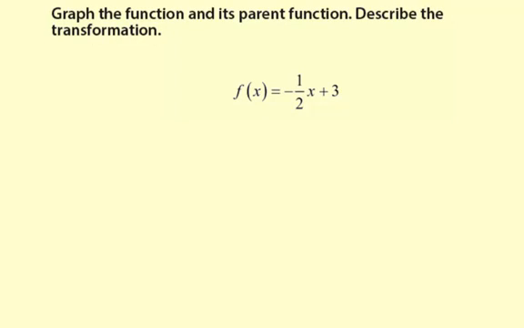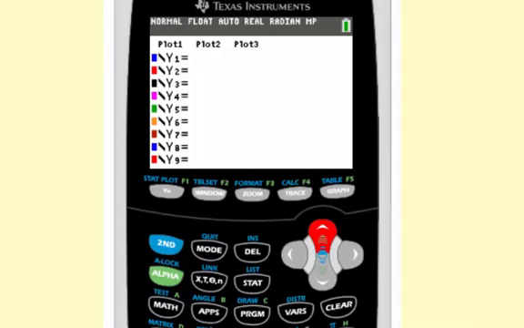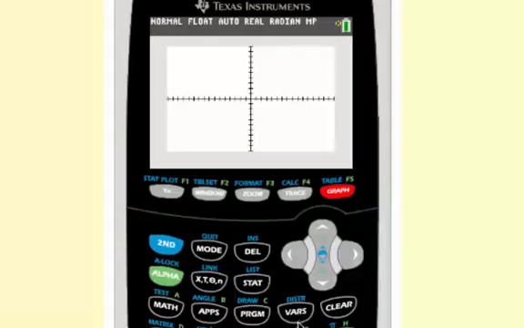Graph the function and its parent function. Describe the transformation. So the parent function here is f of x equals x. So let's graph both of these and then we'll talk about transformations. So it's f of x equals negative 1/2 times (x plus 3). And then the parent function is simply y equals x. So we'll graph and compare.